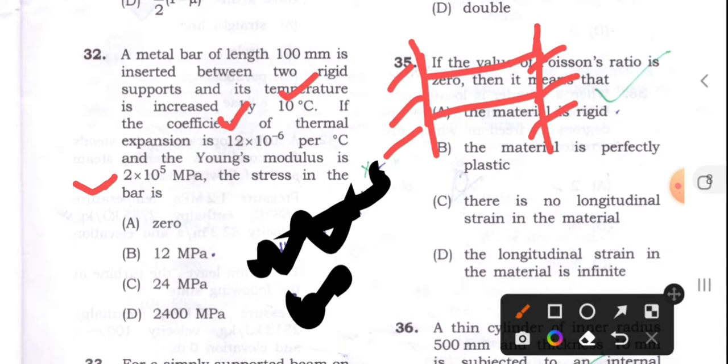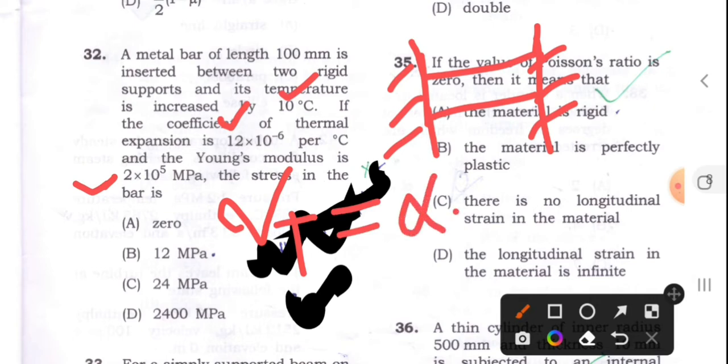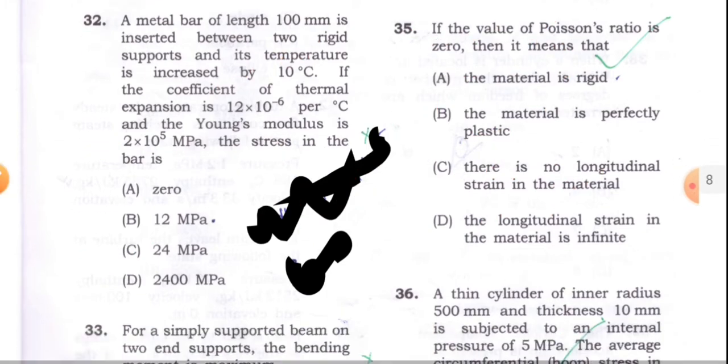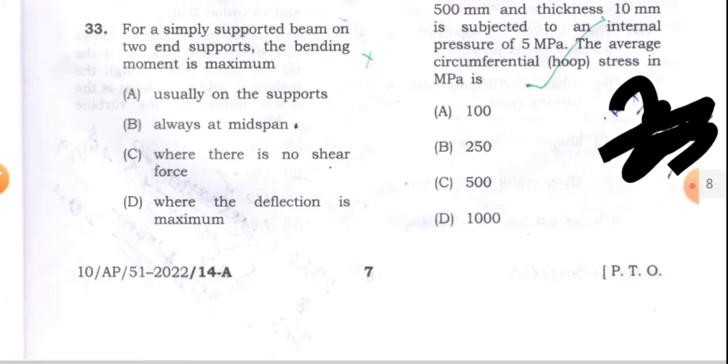We have to know the formula first. The thermal stress sigma T equals alpha into T into E. Just put in the values of alpha, T and E, and after calculating you will get the answer: 24 megapascal is the correct answer. Let's move on to the next question, question number 33.